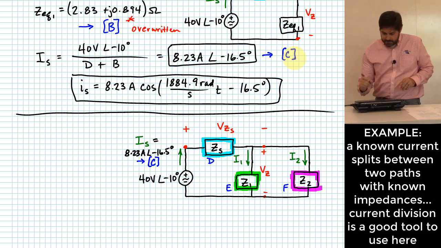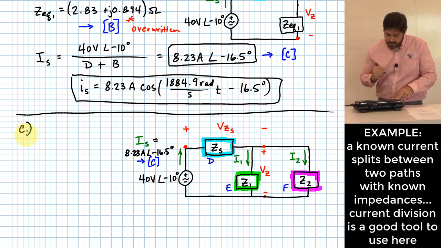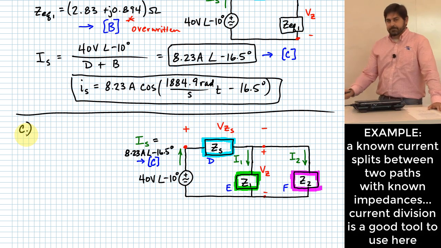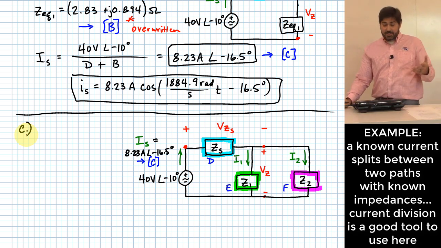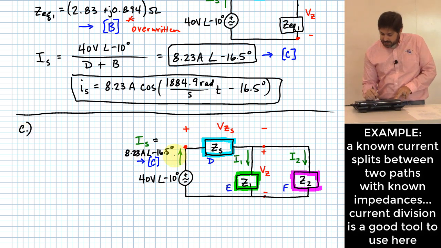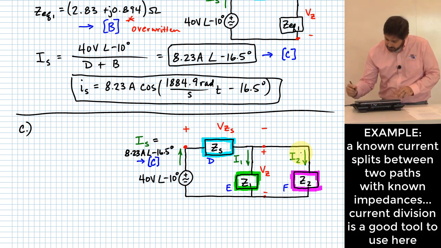All right. And what we're dealing with here, I believe, was part C of the problem. Where should I go now from here? Okay. Current division, exactly, right? In a DC circuit, if we knew this IS current that comes up through ZS and then splits into I1 and I2, we would just say, let's use current division. And this is no different. We can use current division here also, okay?